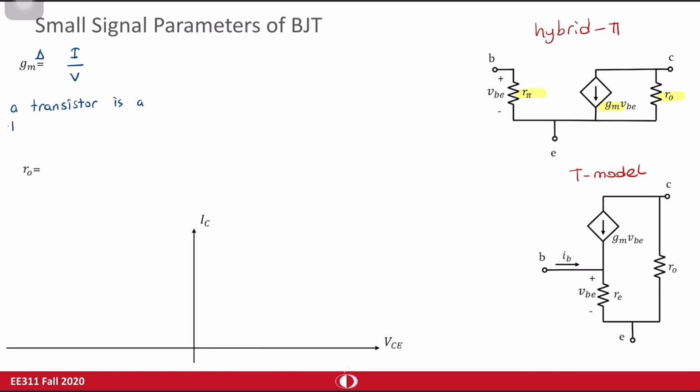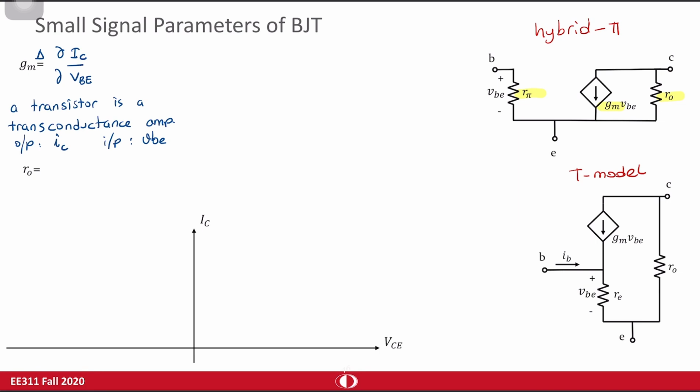Remember that a transistor is a transconductance amplifier, which means that your output is IC, or ID for MOSFET. Input is VGS, or VBE for bipolar transistor. So I am taking a look at collector current versus VBE voltage. Since it is not linear, I am dealing with derivatives in here.